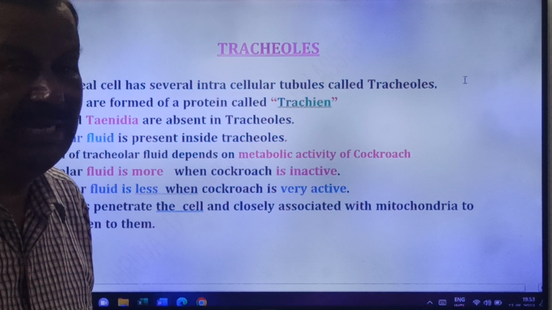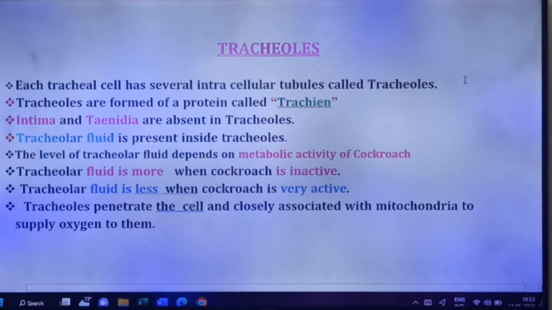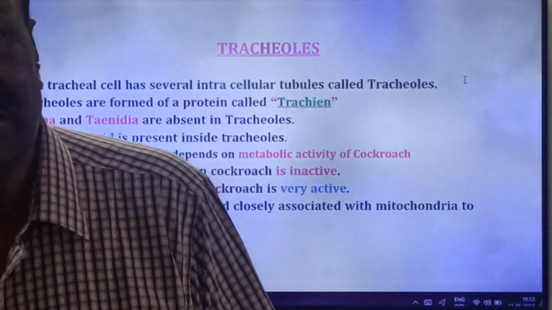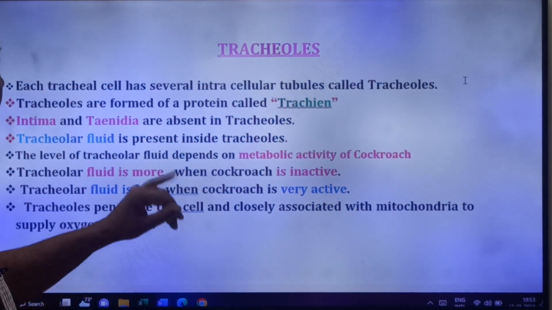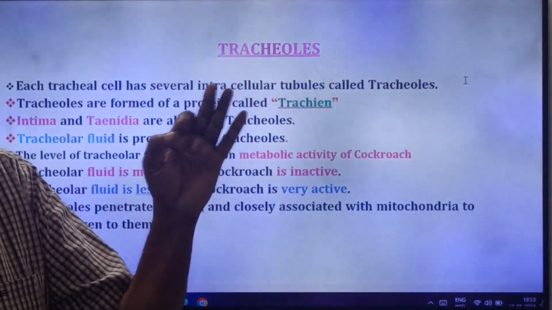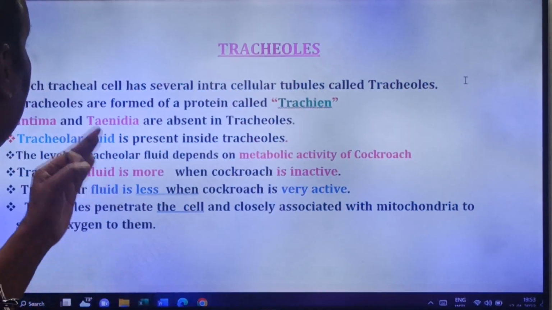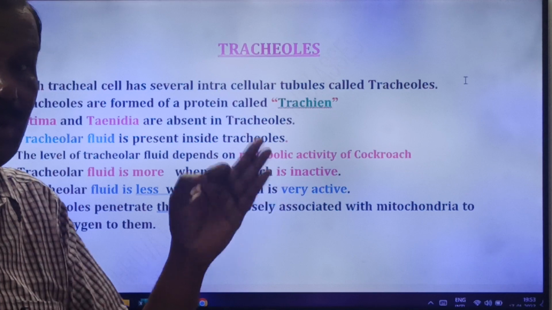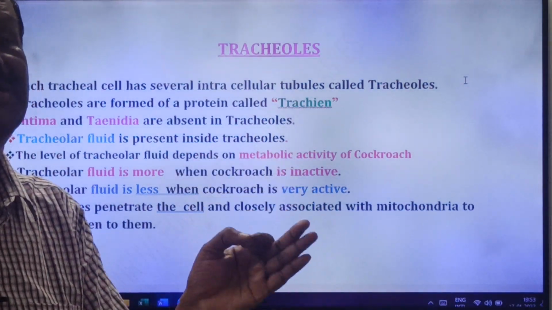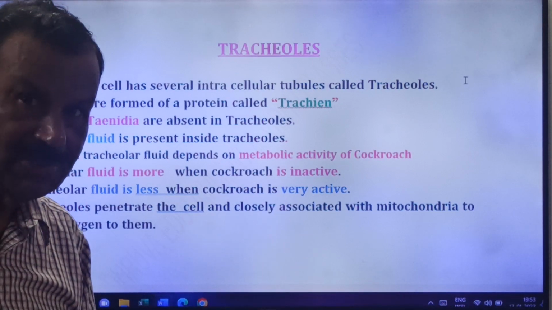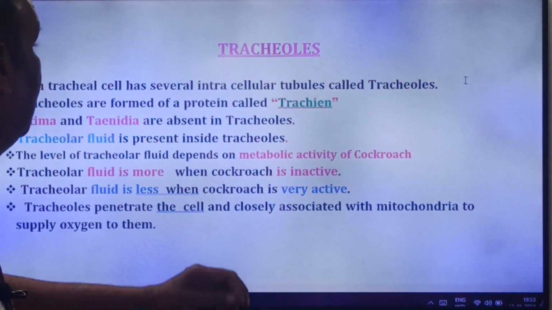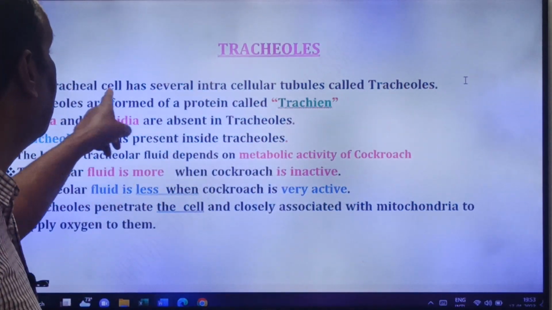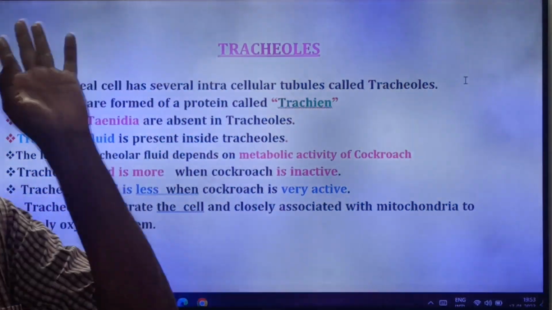Now, friends, come to the next part, last part of the respiratory system. What is that, friends? Tracheoles. You know, trachea ends as tracheole cell. From each tracheole cell, each tracheoblast, several intracellular tubes arise. They are called tracheoles. What are tracheoles? Tracheoles are the intracellular tubules. Intra means they are present inside the cell. Tracheoles are the intracellular tubules, friends, which arise from tracheole cell of the trachea.